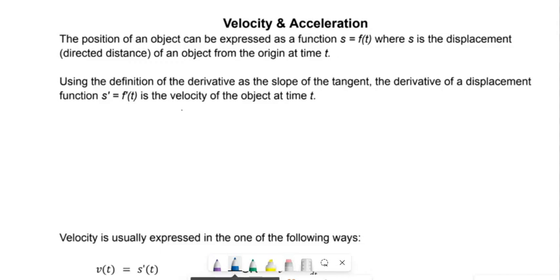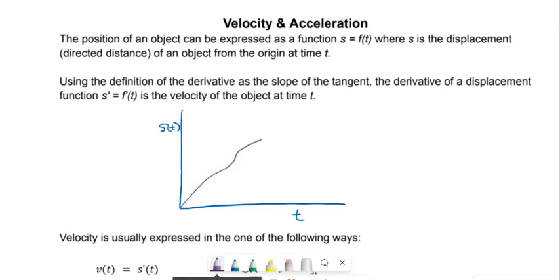So let's draw a quick graph. So this is a displacement graph. We've got time across the bottom, displacement across the side, and we have an object that starts at the origin, moves away from the origin, and then returns to the origin.